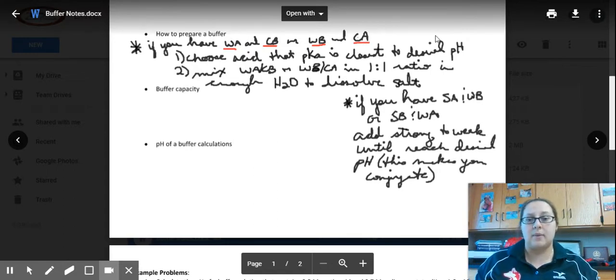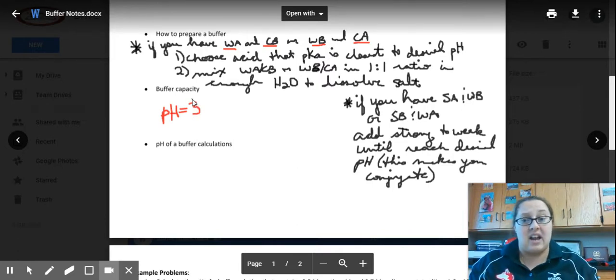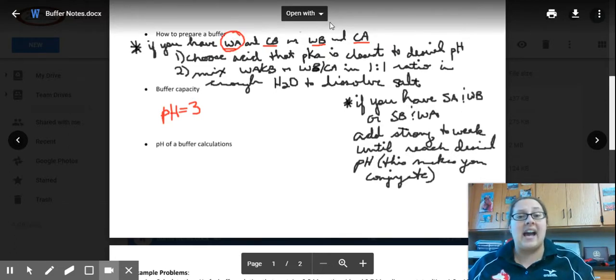Okay, so either one works. What you do first, and you have to write this out, is choose the acid that has a pKa value closest to the desired pH. So if I want my buffer to have a pH equal to 3, so I need my pH to stay 3, then I want to choose the weak acid component of whichever one you're working with that has a pKa value equal to 3.